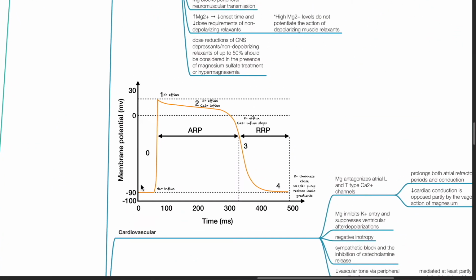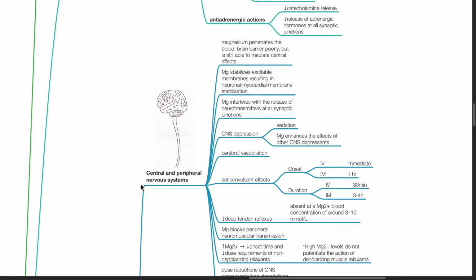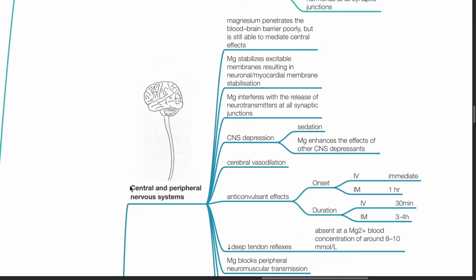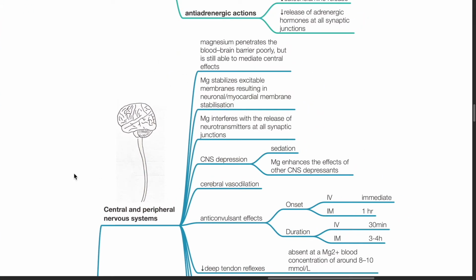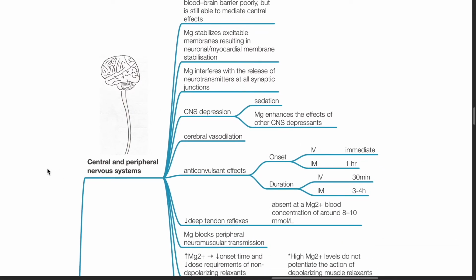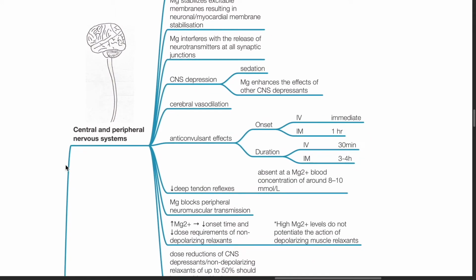Actions of magnesium. Central nervous system and peripheral nervous system. Magnesium penetrates the blood-brain barrier poorly, but is still able to mediate central effects. Magnesium stabilizes excitable membranes, resulting in neuronal and myocardial membrane stabilization. Magnesium interferes with the release of neurotransmitters at all synaptic junctions. This produces CNS depression and sedation. Magnesium enhances the effects of other CNS depressants. Magnesium produces cerebral vasodilation and anticonvulsant effects.